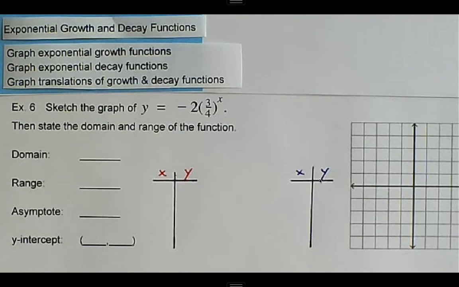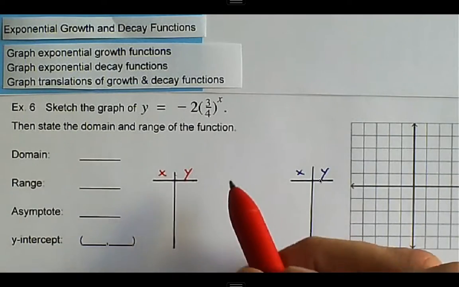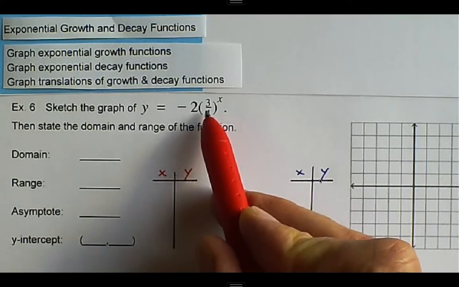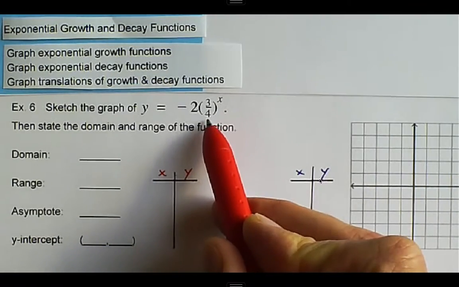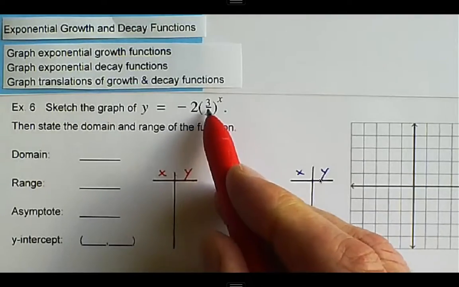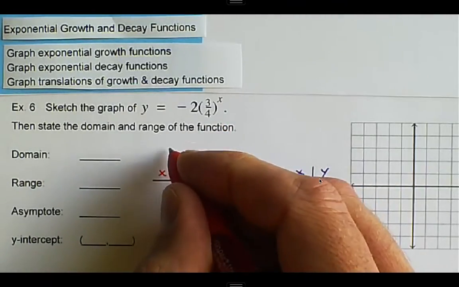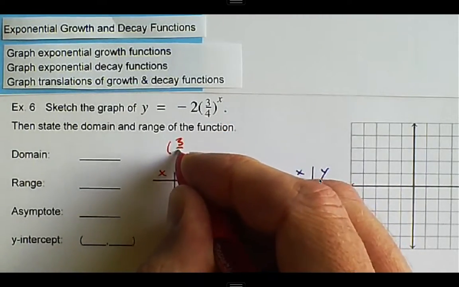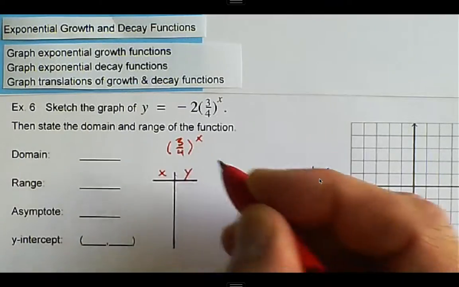We're talking about exponential growth and exponential decay functions. And here we have an exponential decay function because we have 3/4, which is the base that's between 0 and 1. First thing for this is I want to graph the base, which is 3/4 raised to the x power.